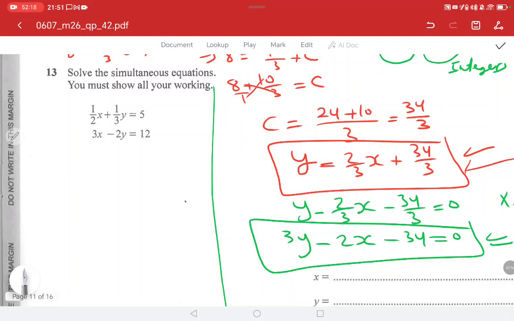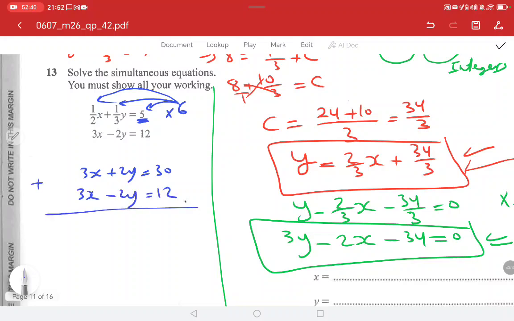So to do that, let's multiply the first equation by 6. If I multiply this one by 6, it will be 6/2, which is 3x. If I multiply this one by 6/3, which is 2y, equals 6 times 5. Don't forget, 6 also multiplies the outside, which is 30. Now we have here 3x minus 2y equals 12. Now I can add the two equations so I can cancel this term. So now 6x equals 30 plus 12, which is 42. So x equals 42/6, which is 7.